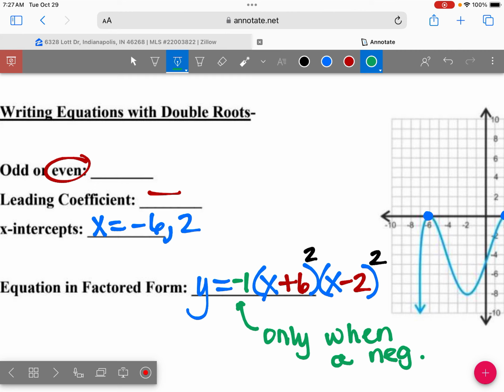So this is an example of a 5-point question. You would get a point for the -1, a point for each factor, and a point for each exponent.